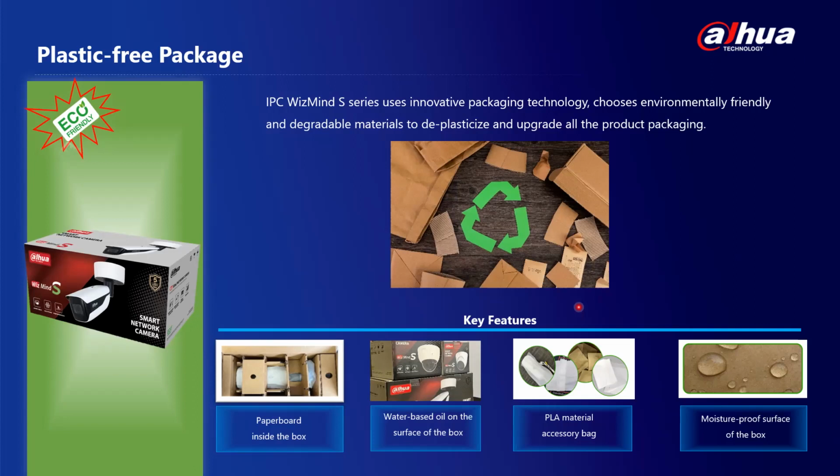So the key features for this packaging is basically having the paperboard inside the box. Then again, we have the water-based oil on the surface of the product. So it means that this can survive in places where we have moisture, and the moisture cannot end up destroying the product inside the box. Then we have the PLA materials accessory bags. So these are basically used to carry those particular cameras. The moisture-proof surface on the box means that the material cannot seep in water and destroy the packaging.